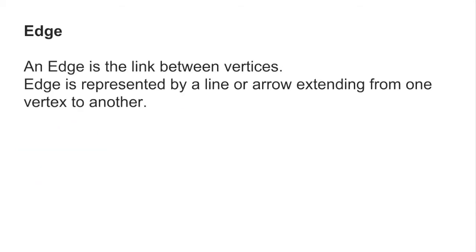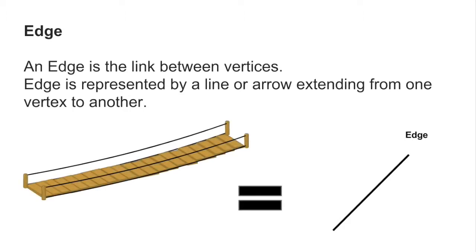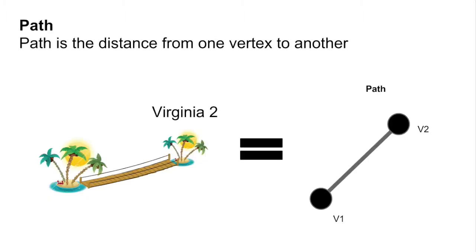An edge is the link between vertices. An edge is represented by a line or arrow extending from one vertex to another. The bridge between V1 and V2 is an edge. And the distance between two vertices is called a path.